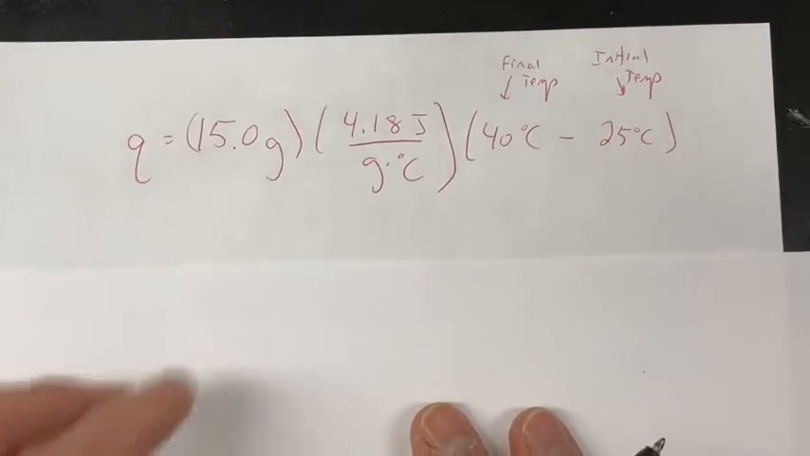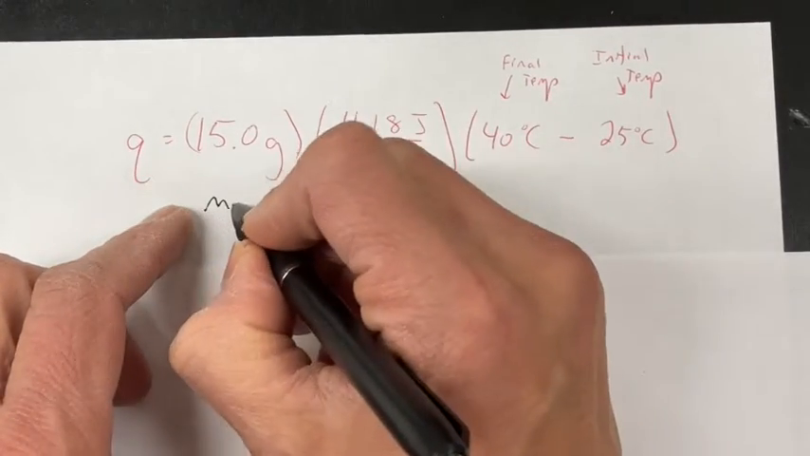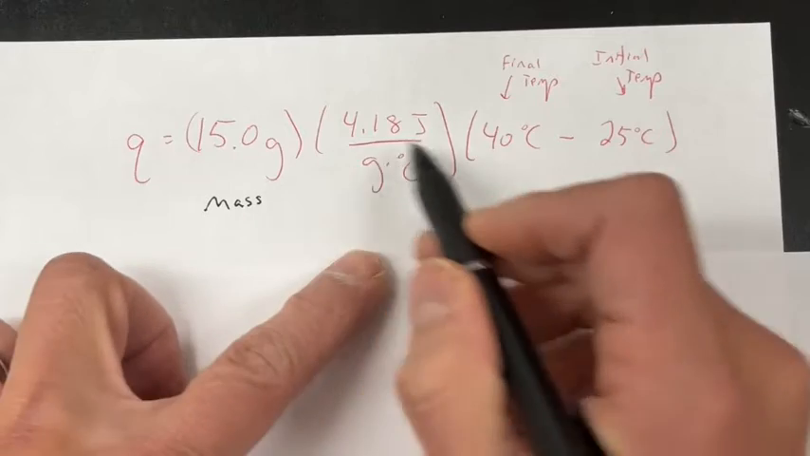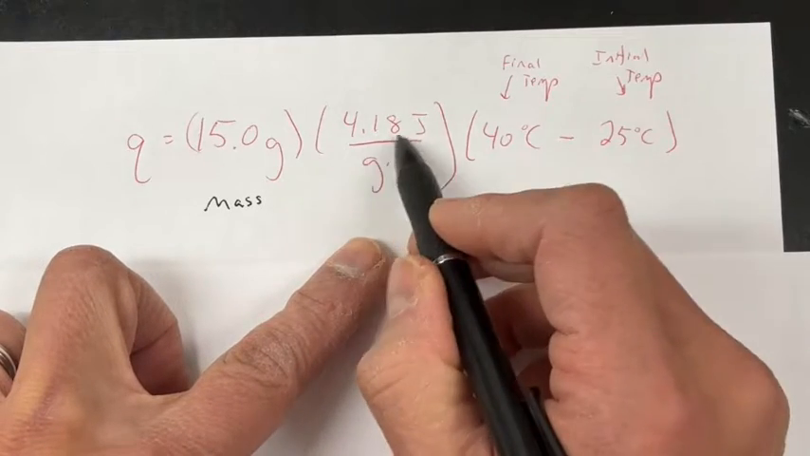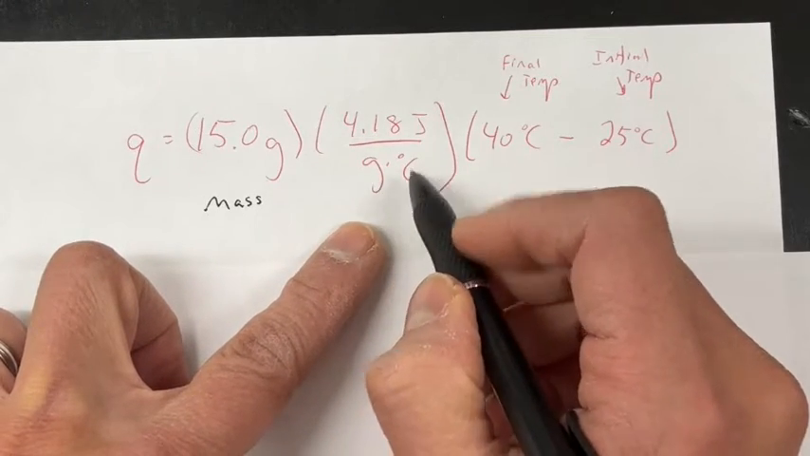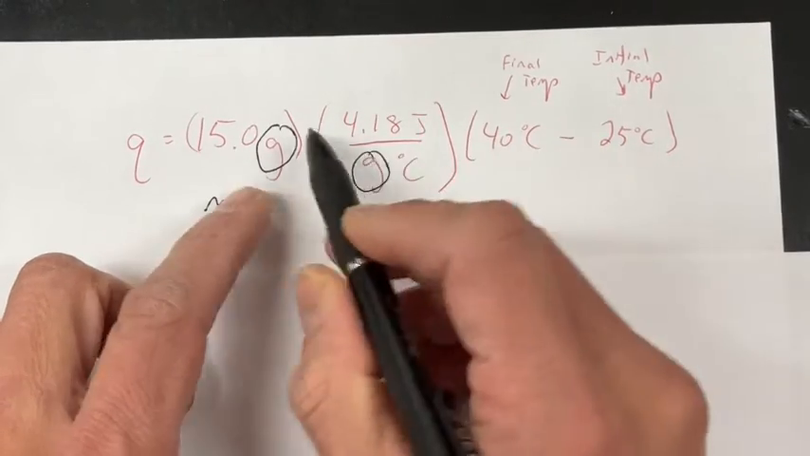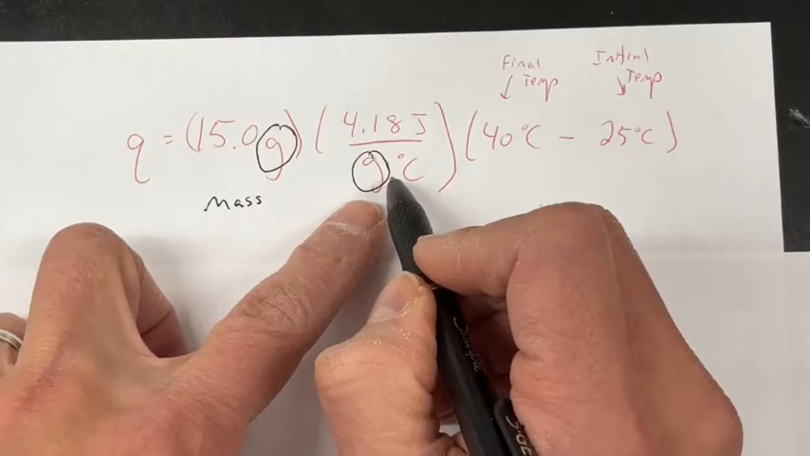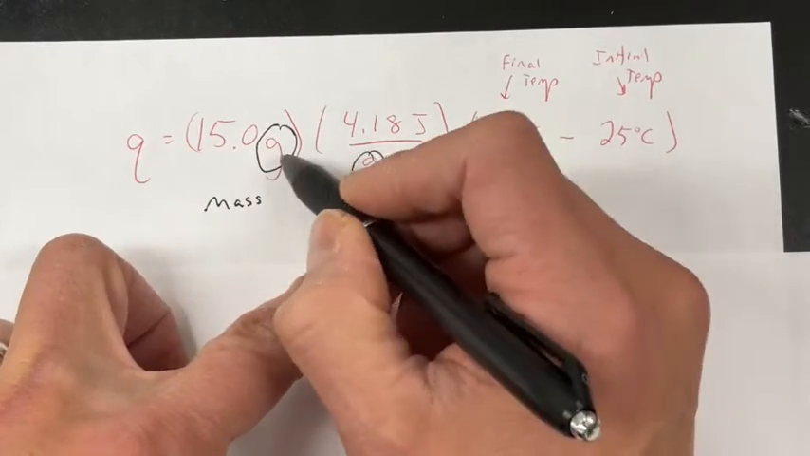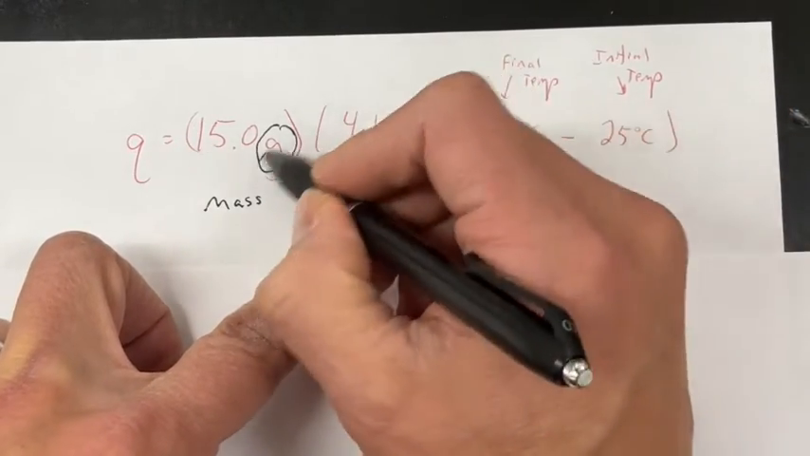So if I go ahead and set this up, Q is my mass, so 15 grams, times my specific heat capacity, 4.18 joules per gram degree Celsius. Make sure that these units line up. If I have moles here, then I have to use moles here. But if I have grams here, I have to have grams here. Okay, so this cancels out.